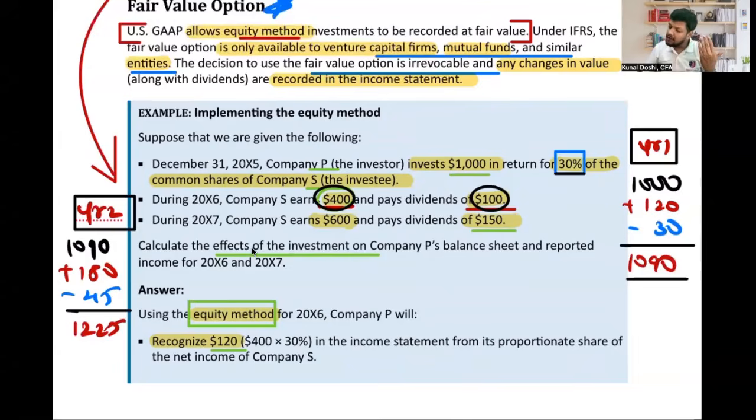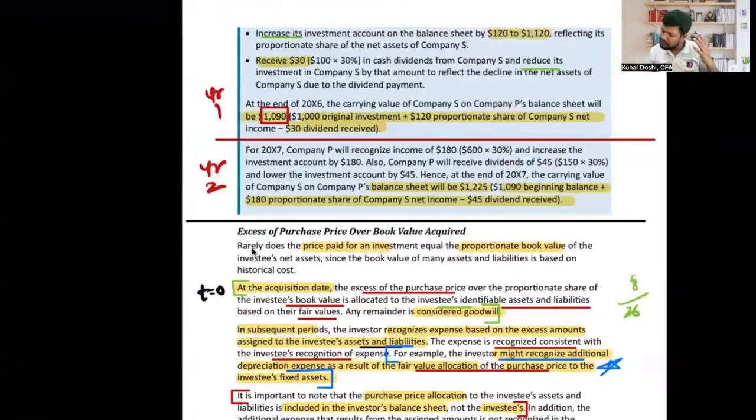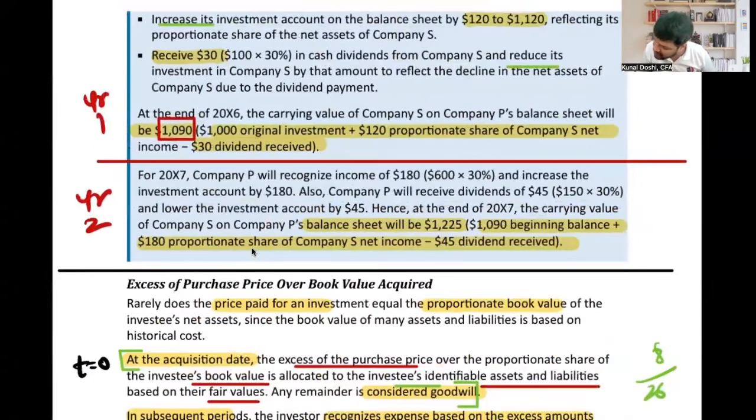In the second year, we will follow the same process when it comes to income and dividend. We'll add the proportionate income and subtract the dividend. This is what will be recorded on the balance sheet and on the income statement. On the balance sheet, your investment account will be the closing of this. And what will go into the income statement? In the income statement, guys, yes. On the balance sheet, we will be recording our investment value, which will be 1090 and 1225, correct? And is there anything that will go into the income statement? Yes, the proportionate income will be added.